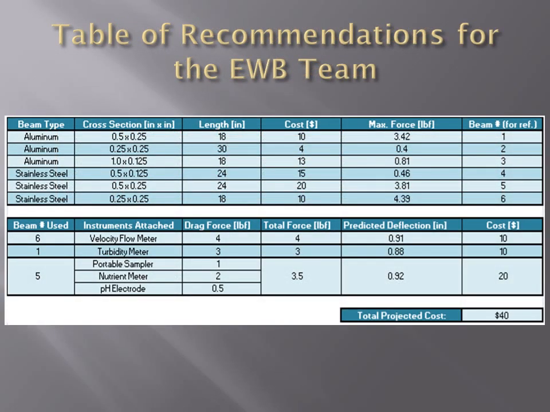The first table on this slide shows all the beams that were available for us to use. We numbered these beams 1 through 6 for clarification. The second table lists the beams that we chose to use, the instruments that are attached, the drag force from each instrument that will be applied due to the flow of the water, the total drag force that will be applied to the beam, and how much our MATLAB program predicted the applied force would cause the beams to deflect. Once again, the total cost is shown at the bottom.